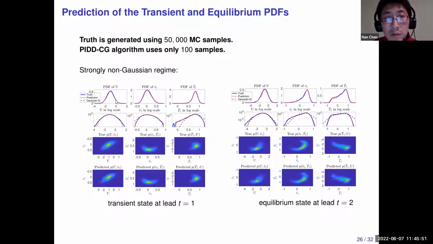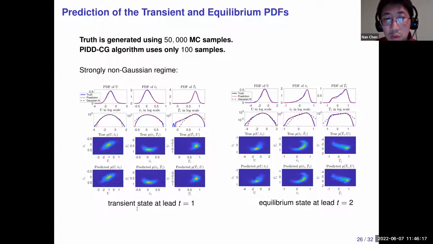For presentation purposes, I can only show one or two dimensions, but we can actually compute the high dimensional statistics, which are also pretty accurately recovered. So this is a strongly non-Gaussian regime. You can see the fat tail here, especially here, which are pretty accurately recovered. And this weird behavior of highly non-Gaussian features is also accurately recovered.